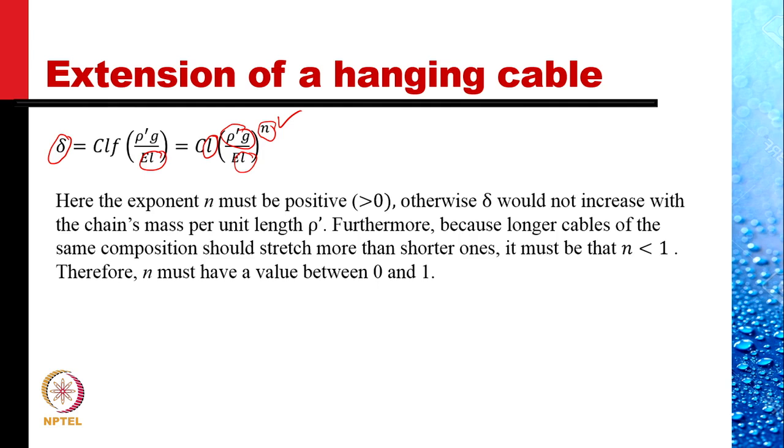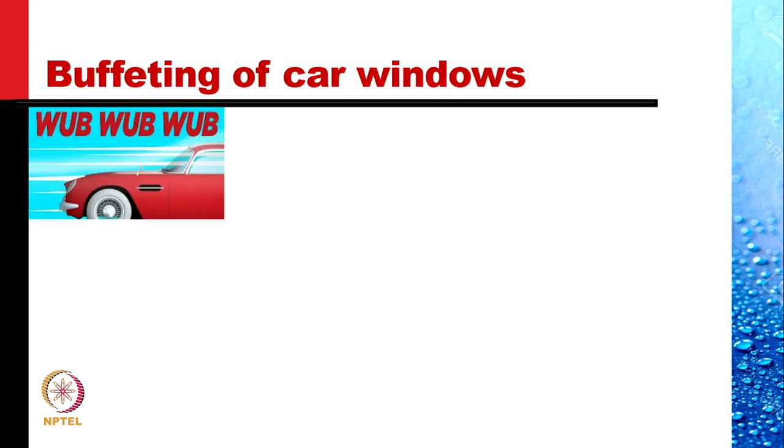Therefore, n must have a value between 0 and 1, both ends excluded. Neither 0 nor 1. In fact, there is reason to believe that the value of n is about 1/2. Let's do one more example.